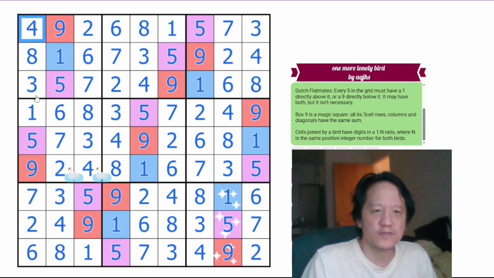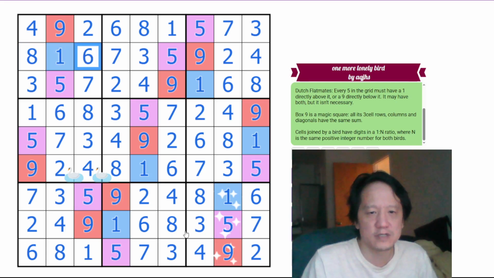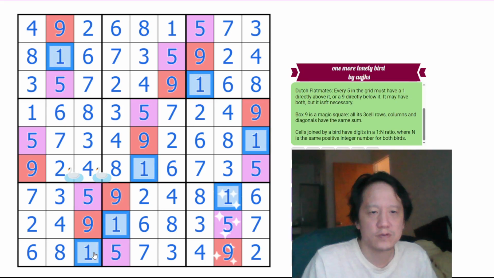Yeah, we have 4 in box 4, 1 is in that position. In box 9, 1 is in that position. Box 2, 1 is in that position. Box 8, 1 is in that position. Box 1, it's obviously in the same position. Box 6, 1 is in that position. Box 3, 1 is in that position. Box 5, box 7. So yeah, this is blue.